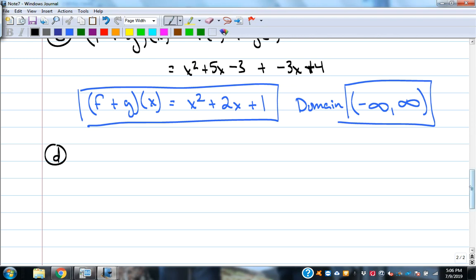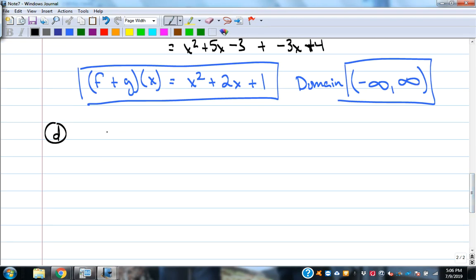Let's take the same two functions, those same two up there, and let's do f minus g of x. Let's do the subtraction.